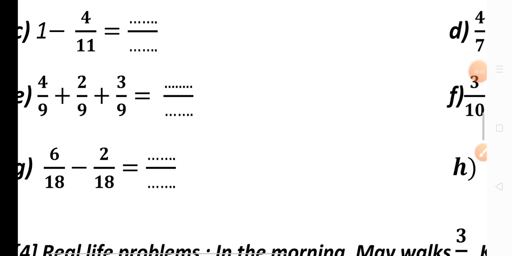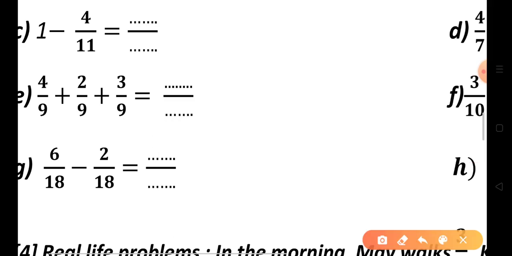Letter G. 6 over 18 minus 2 over 18. The two denominators are the same. Keep it and subtract the two numbers on the top. 6 minus 2 equals 4.